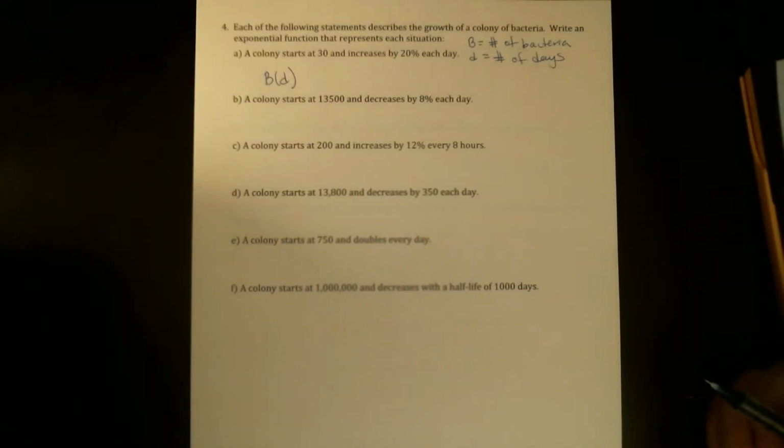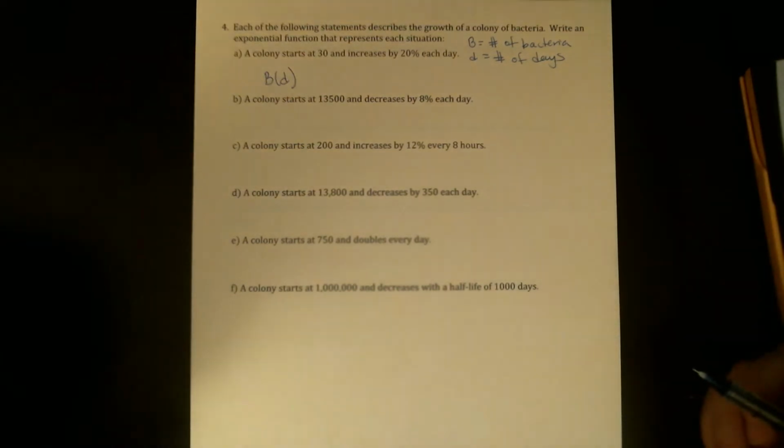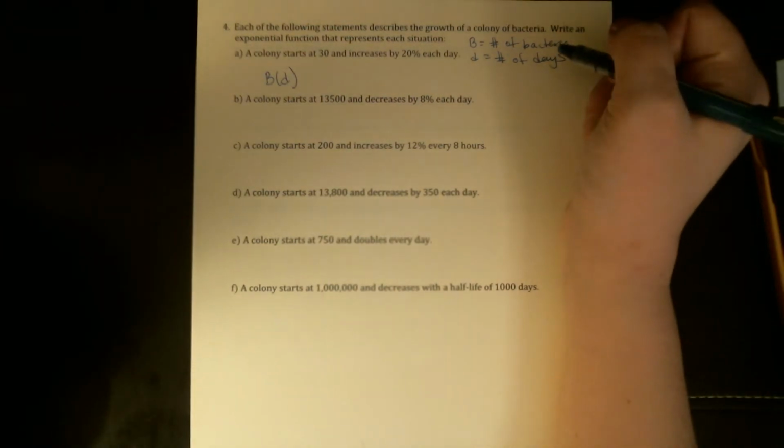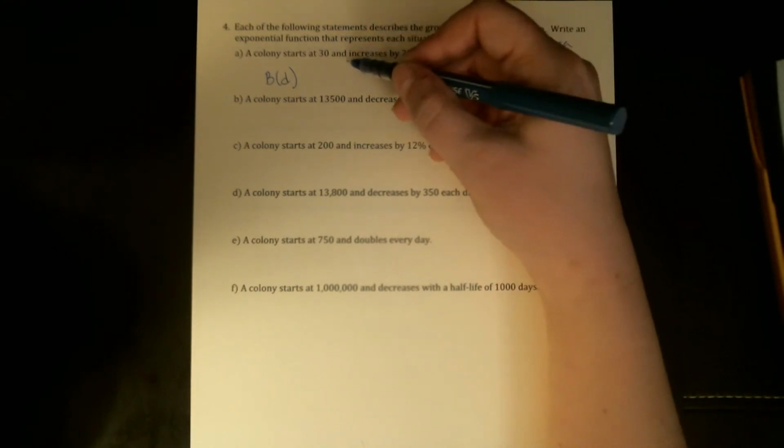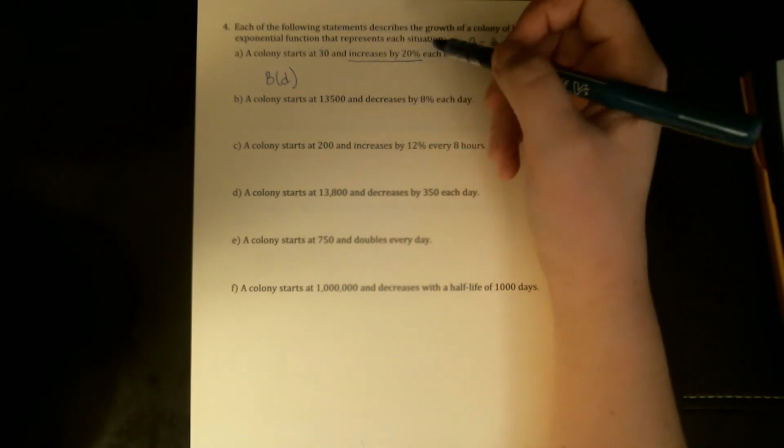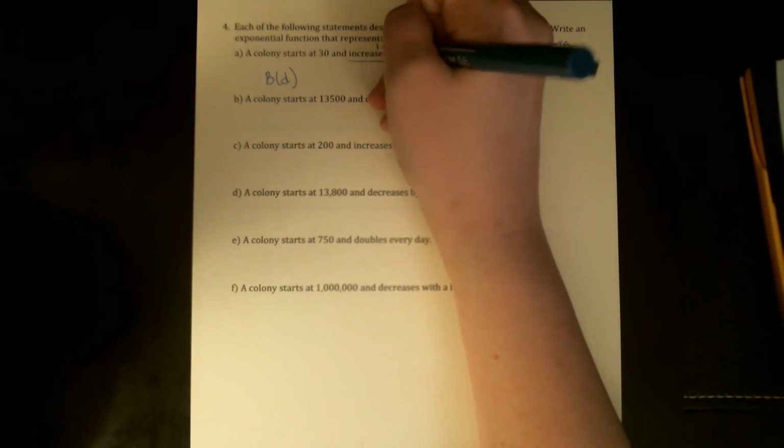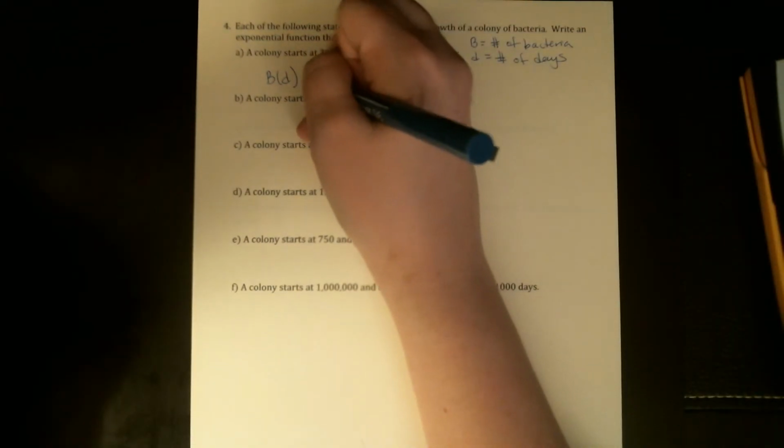Okay, so B of D, if we have a colony that starts at 30 and increases by 20% each day, increasing something by 20% means you multiply it by 1.2. So this is an exponential type pattern. For every day that passes, we multiply by another 1.2 to end up with the 100%, all of what we started with, and an additional 20%.